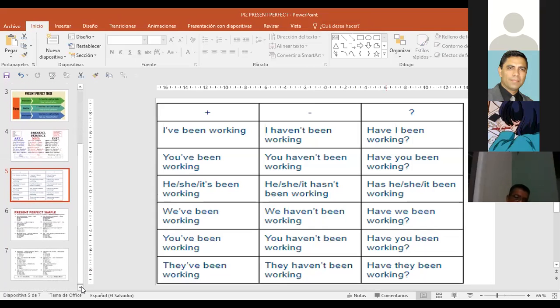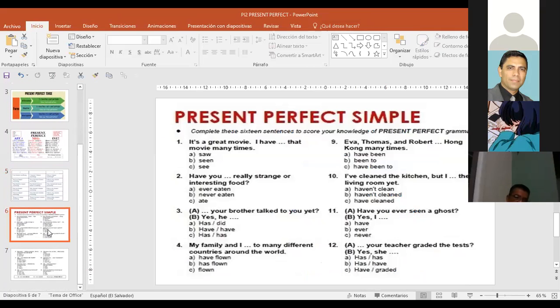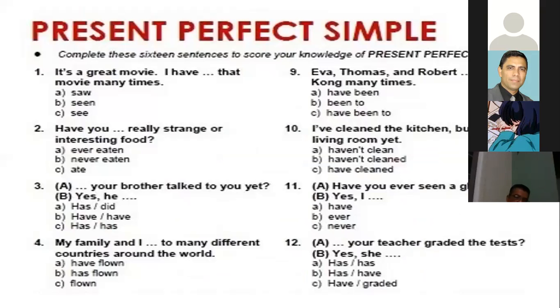So here I have some exercises that I would like to do at least a couple of them. Me gustaría que hagamos un par de esos ejercicios. Y les pediría que por favor para la próxima clase tengan a mano su listadito de verbos porque vamos a trabajar y sí lo van a necesitar, ¿verdad? Porque vamos a trabajar con el past participle in all cases.